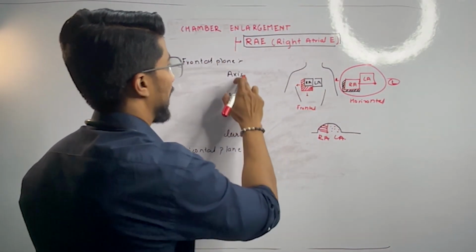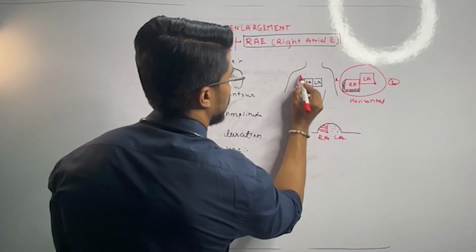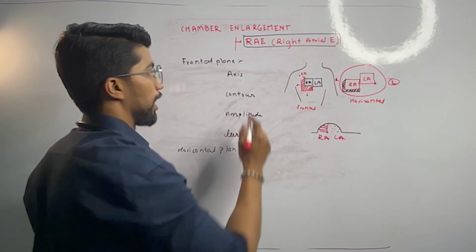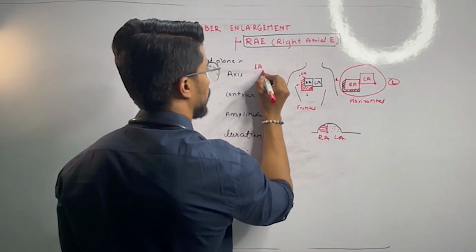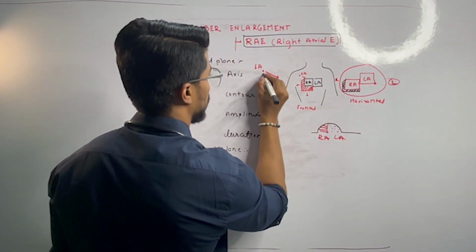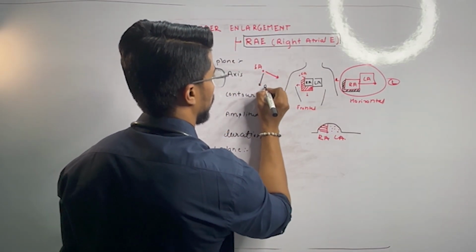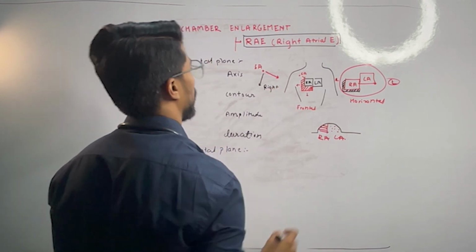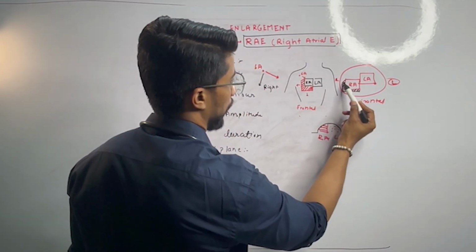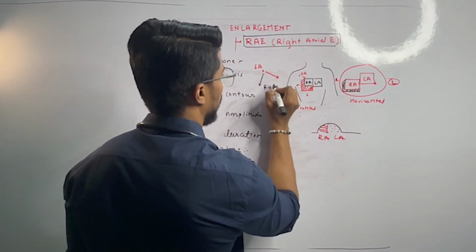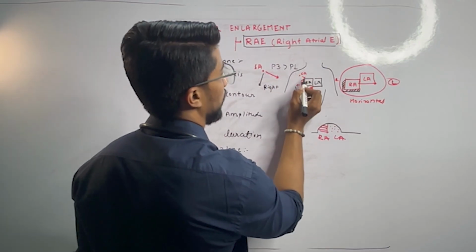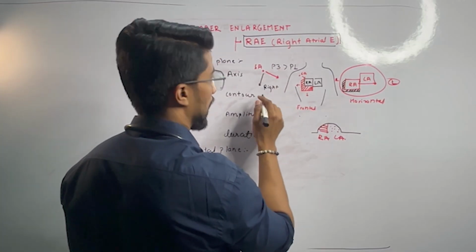Let's say this is your SA node, and the normal axis is going to be like this. When the RA enlarges, the axis shifts to the right. As you all know, your leads 1, 2, 3 are placed like this. So P in lead 3 is going to be taller than P in lead 1 when there is RA enlargement, because the axis has shifted.